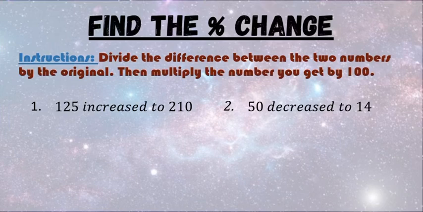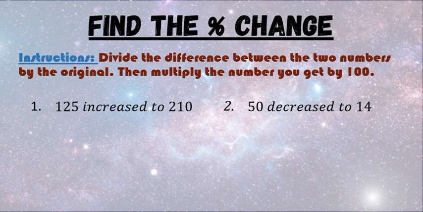In this video, we're going to be going over how to find the percent change between two numbers. First, you're going to find the difference between the two numbers. Then you're going to divide it by the original. And then finally, you're going to multiply the decimal you get by 100 to turn it into a percent.